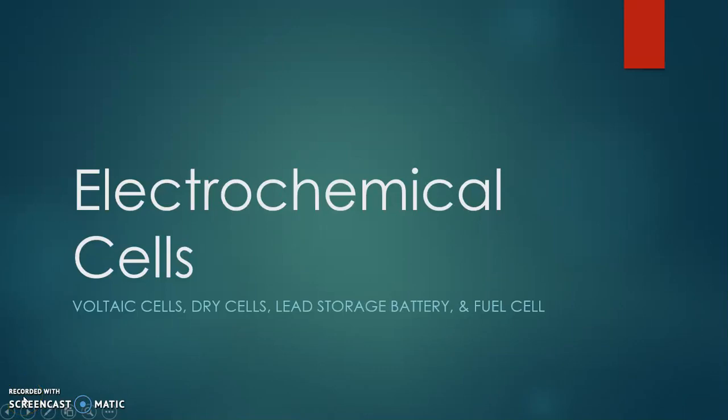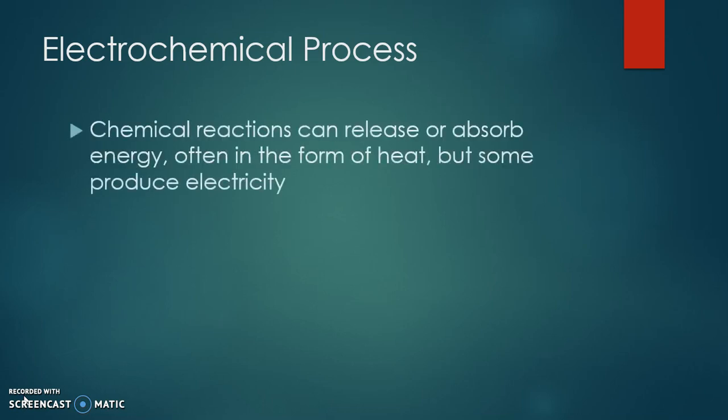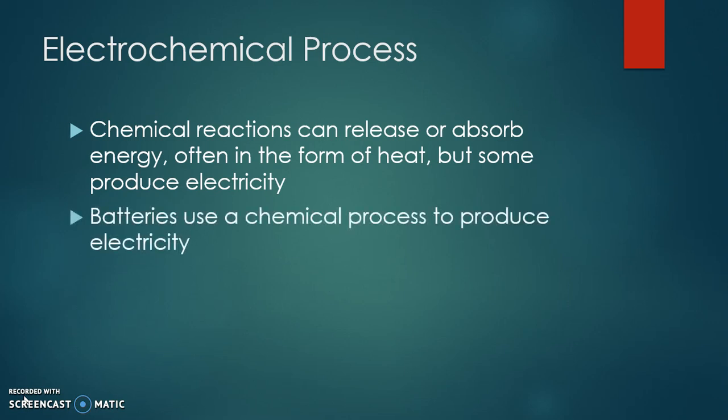In this video, we're taking a look at electrochemical cells, voltaic cells, dry cells, lead storage batteries, and fuel cells. So in chemical reactions, we have energy being absorbed and released, and oftentimes that energy is in the form of heat, but some actually involve electricity, the flowing of electrons. And so we can use that flow of electrons to create energy in terms of electricity, like in batteries, when we make electricity through an electrochemical process.